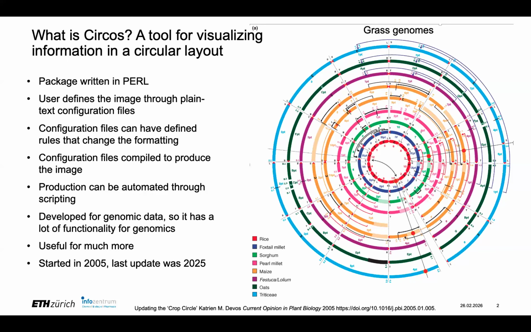So it does involve being able to work with the command line. But this is nice because this automated production can be added to your pipeline and produce the images automatically. The package was developed for genomic data, so it has a lot of functionality for genomes. For example, what I'm displaying here are grass genomes, but it's useful for so much more than that. The project was started in 2005, and the last update was 2025, so it's still relevant.